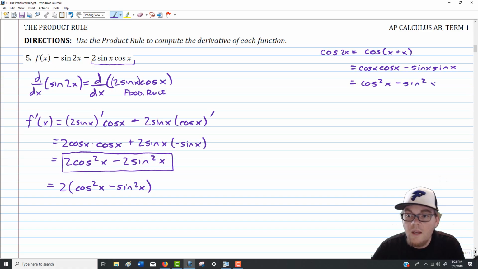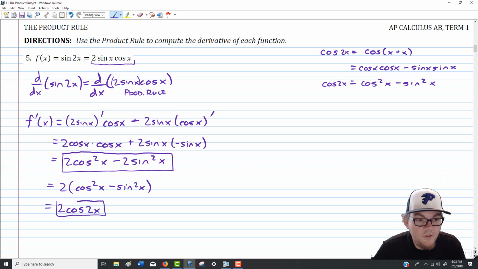So in any event, there is our identity. And what that means is that cosine squared minus sine squared is actually equal to cosine of 2x. Which means once we factor out that 2, you could, if you happen to know this identity, rewrite this derivative as 2 cosine of 2x.